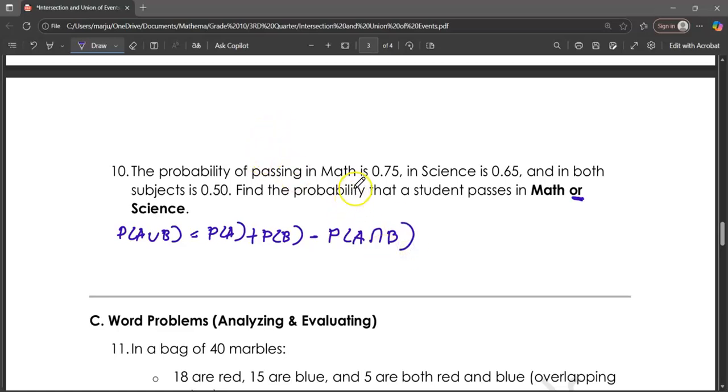We got probability of A plus probability of B minus probability of A and B. So here, probability of passing math is 0.75. So that's 0.75 plus science 0.65 minus probability in both subjects, that's 0.50. So how are you going to solve this? This is just 0.75 plus 0.65 minus 0.50, or this is just equal to 0.90. So this is just 90%, or again 0.90, whichever you like, or whatever is the requirement by your teacher.